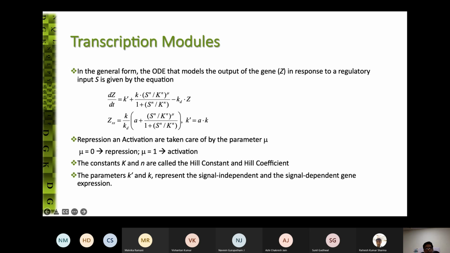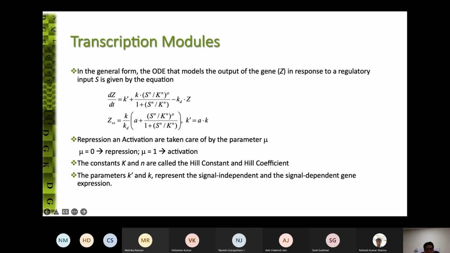That means if at some point this is half the value of the maximum value that it can take, then this K value is that value at that S value, or Z value, which is half of the maximum Z value, and the coefficients will be nearly the same. The units will be the same, S and K.